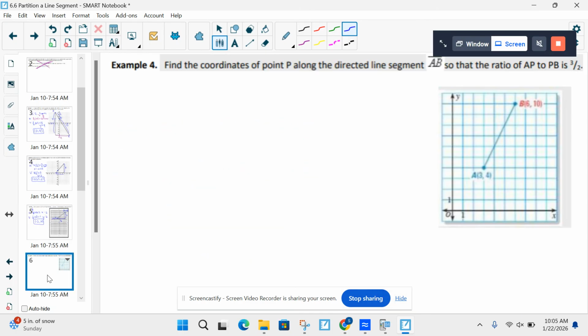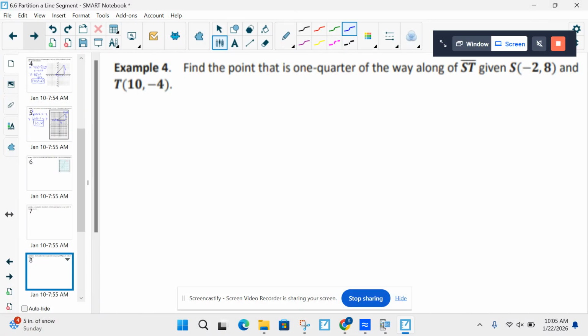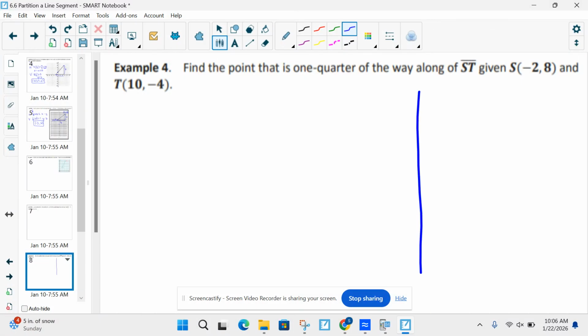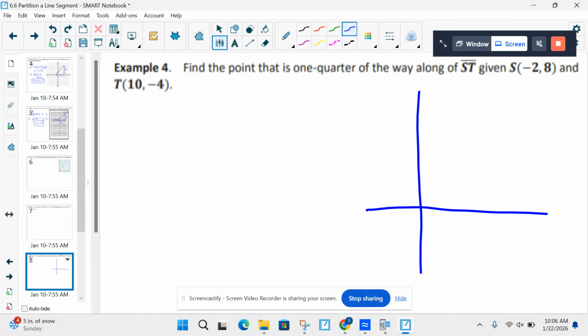So number 4 on the next page, where it says ST -2, 8 and 10 -4. Okay, we're going to this one. All right, so you can do this without a coordinate plane by just sketching it. The coordinate plane might be helpful, but you don't need it. You do need to include a sketch though. You need to show work. You need to have a sketch for every problem. You have 8 problems to try. 1, 2, 3, 4, 5, 6, 7, 8.